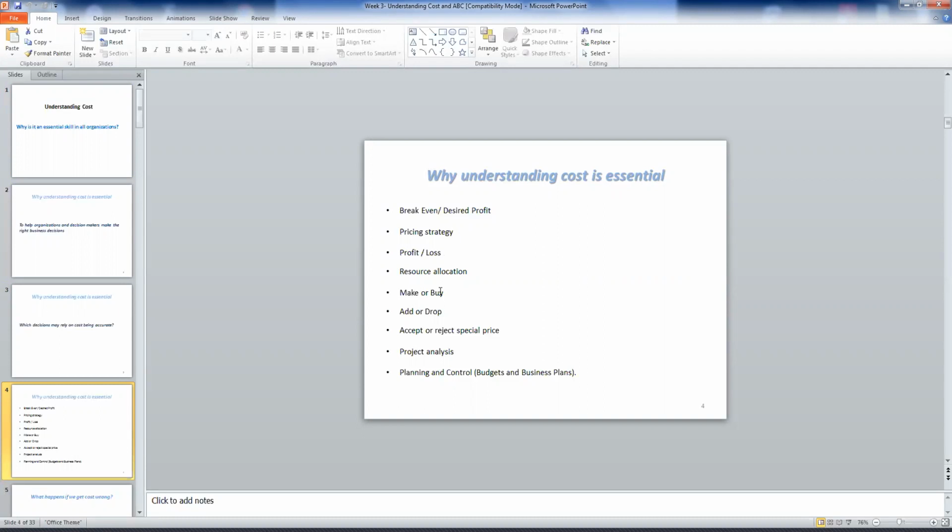And then we are also faced with issues like, should we make something or should we buy it? Should we add that product or should we drop it, add that service or drop it, based on financial results? And then customers are often coming in and asking us for a discount on our product or service. So we need to understand, should we accept that special price or should we reject it? And it goes on from there. So what is essential is that we understand why cost is important, and that we have a challenge understanding it in many organizations. That is at the heart of what we want to talk about this week.